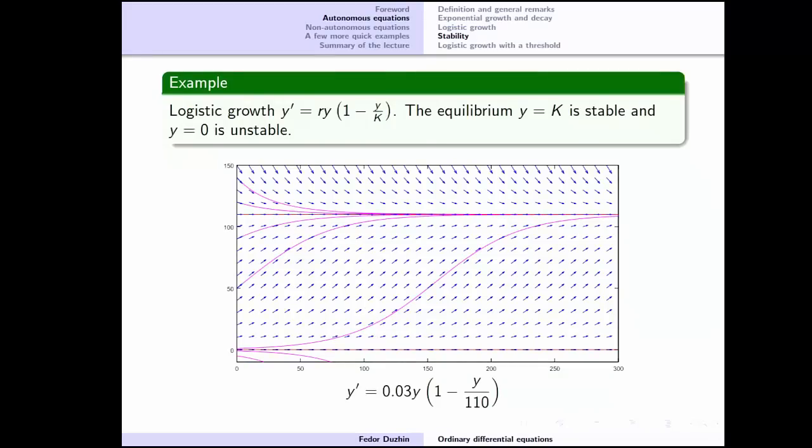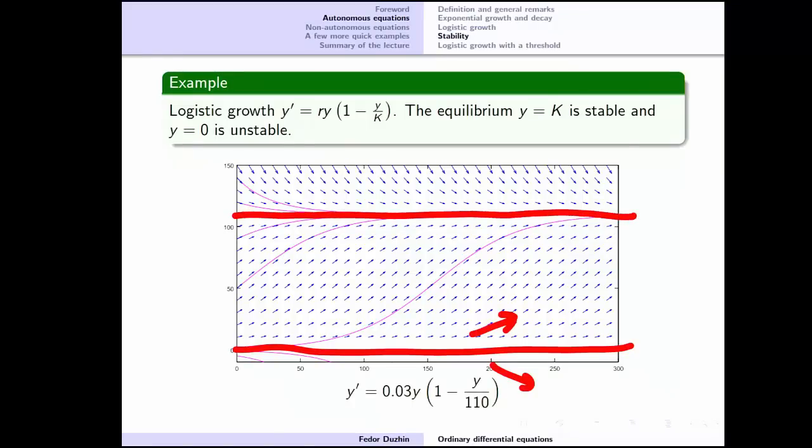So here is a logistic equation, and for the logistic equation we have two equilibrium solutions. One of them is 0, and 0 is unstable because above it arrows point upward and below it arrows point downward, so all the solutions tend to drift away. And the carrying capacity, K, so in this case it is 110.